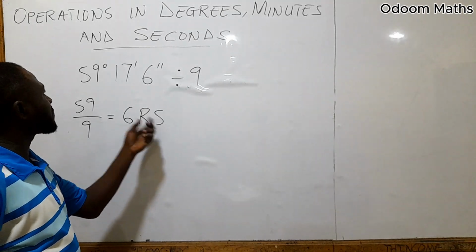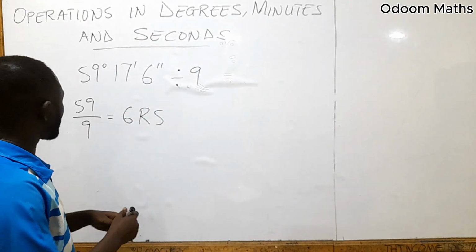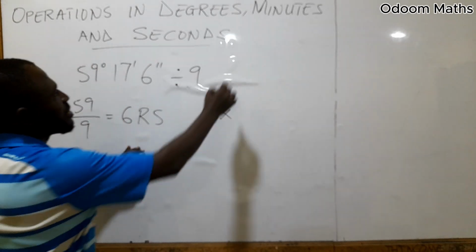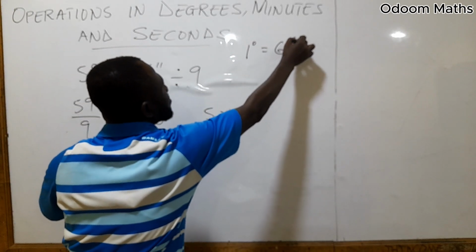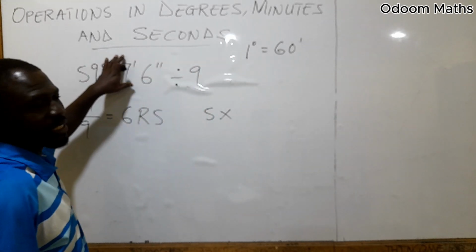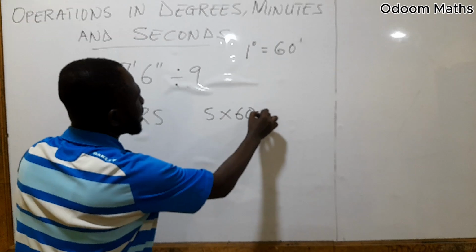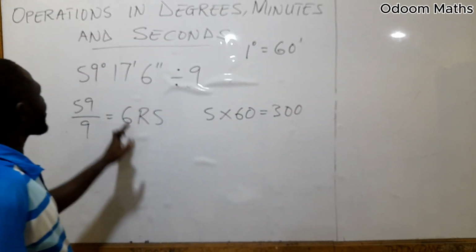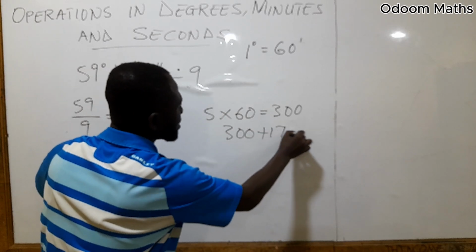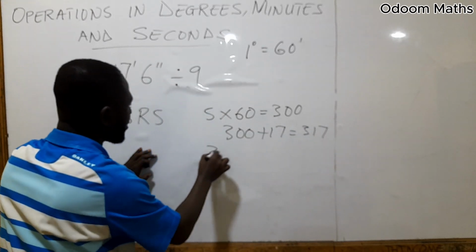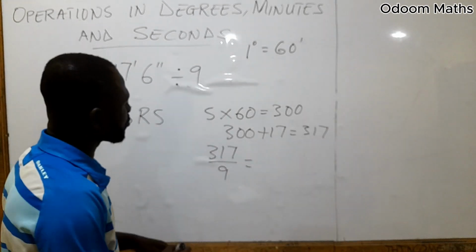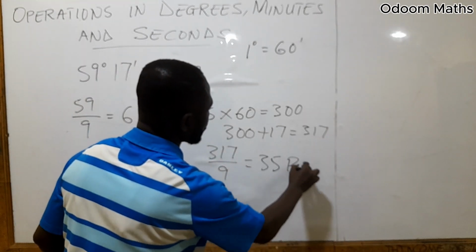Since this 5 is to come to this side, we need to multiply this 5 by 60, because 1 degree is equal to 60 minutes. So we change this degree to minutes. 5 times 60 becomes 300. Then 300 plus 17 is 317. Now 317 over 9 becomes 35, remainder 2.